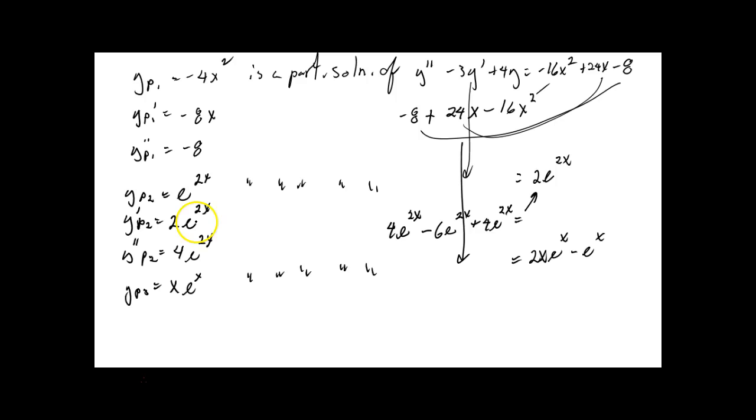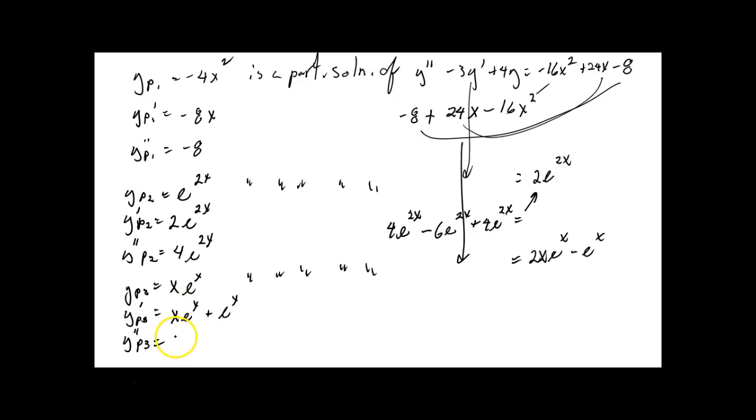Okay? This is such an aggravating program. So we're going to need to do a yp3 prime, and that's a product rule here, so that's going to be first times derivative of the second, that's xe to the x, plus the second times derivative of the first, e to the x. And y double prime p3 is going to be the same product rule as before.